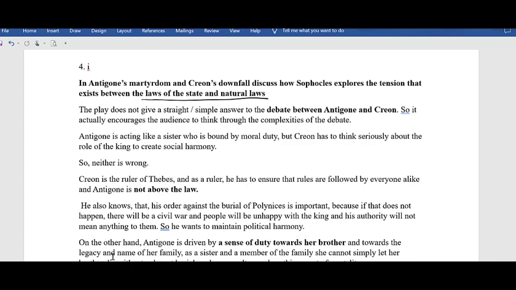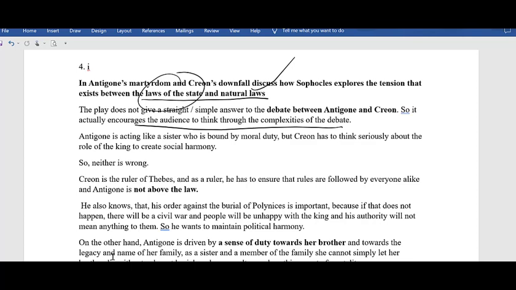But at the same time, the debate between Antigone and Creon is not resolved. It does not give you a very straight or simple answer. It is for the audience to think through the complexities of the debate and decide for themselves which kind of authority they think is more important. Is moral authority important? Is natural law important? Or are the laws of the state more important? These are the two aspects that Antigone as a tragedy looks at.